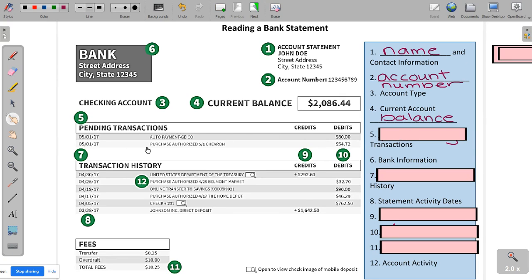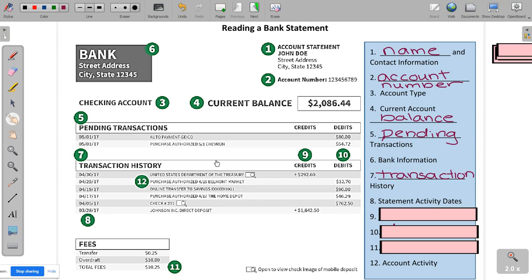Then the top section of your transactions are going to be your pending transactions. So those are ones that have not taken money out of your account or deposited money into your account. So they're still pending. Then you're going to have your bank information and your transaction history.